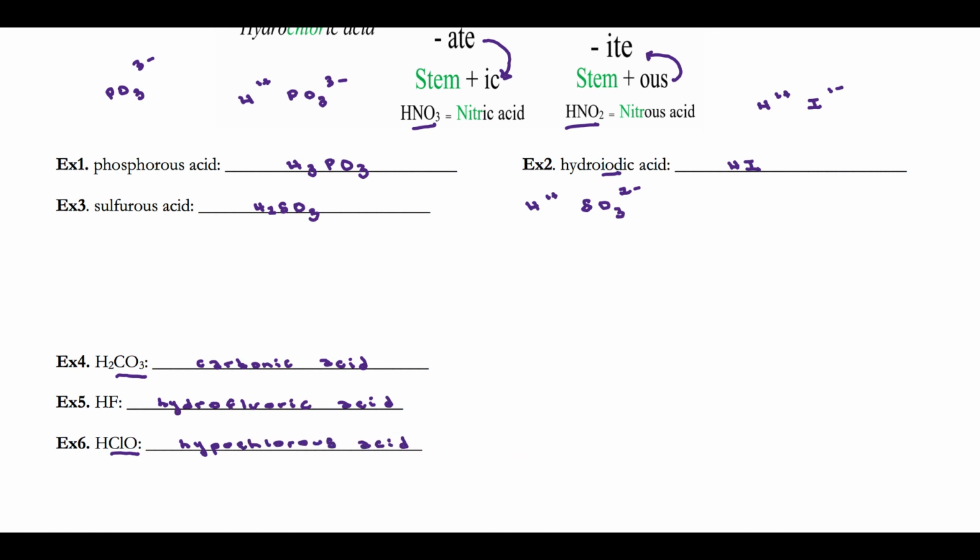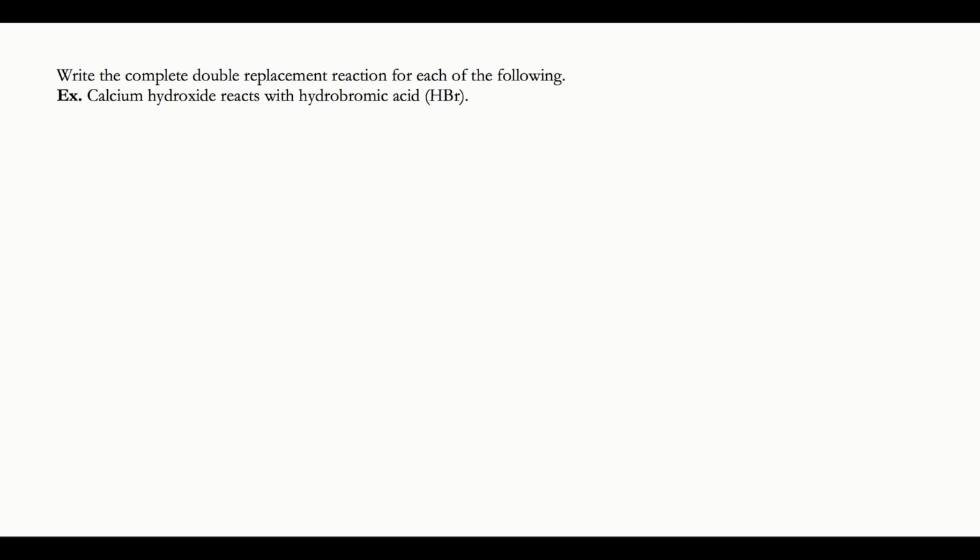And that's it. All right, let's look at one other double replacement reaction. It tells me calcium hydroxide reacts with hydrobromic acid. So I need to write the formula for calcium hydroxide. So calcium is 2 plus, hydroxide is 1 minus. Okay, and so what I end up getting for my formula for calcium hydroxide is CaOH2. Okay, and that is going to react with hydrobromic acid, HBr.